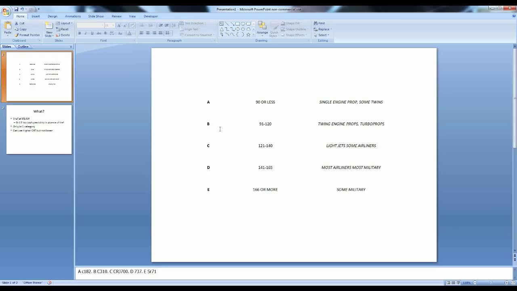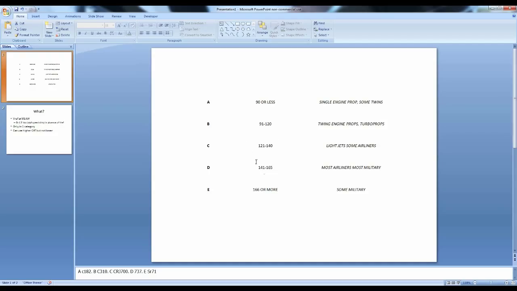Now, how do we know which cat we are in? We figure out our speed, and then which one is it? So if our speed is 90 knots or less, we're Cat A. That's your single engine props and some twins. If it's 91 to 120 knots, you're Cat B. That's twin engine props and some turboprops. If you're 121 knots to 140 knots, you're Cat C, which is some airliners, mostly the light jets like the Learjets, the Honda jets, and the Citations and whatnot.